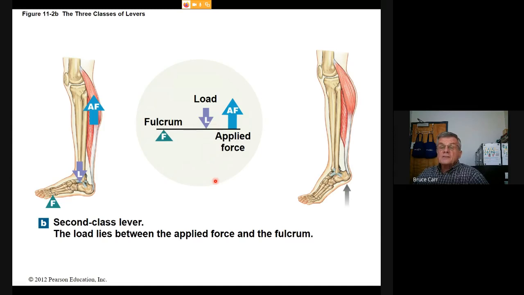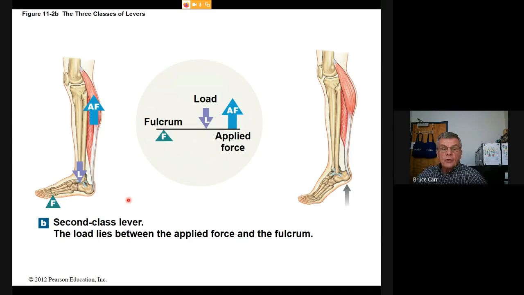In this second-class lever, the load is in the center. The fulcrum is here on one end, and the applied force is on the other. Now, this reminds me of a wheelbarrow. If you can think of the wheel here and the load in the bucket, and you're going to grab hold of the handles and lift up in order to put the weight here on the fulcrum.